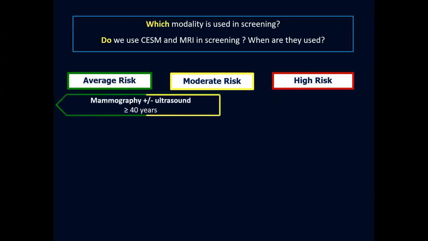For the average and the moderate risk individuals, mammography may be indicated as a screening modality starting at the age of 40, and it might be complemented with an ultrasound examination. And for the high risk and the moderate risk individuals, again, mammography is indicated, but starting at an earlier age, and it might be complemented with an ultrasound examination. But in the high risk and selected moderate risk individuals, MRI is also indicated in addition to mammography.